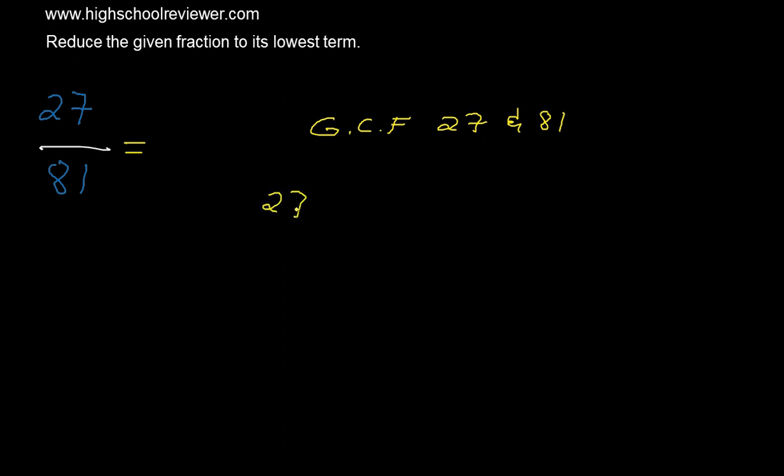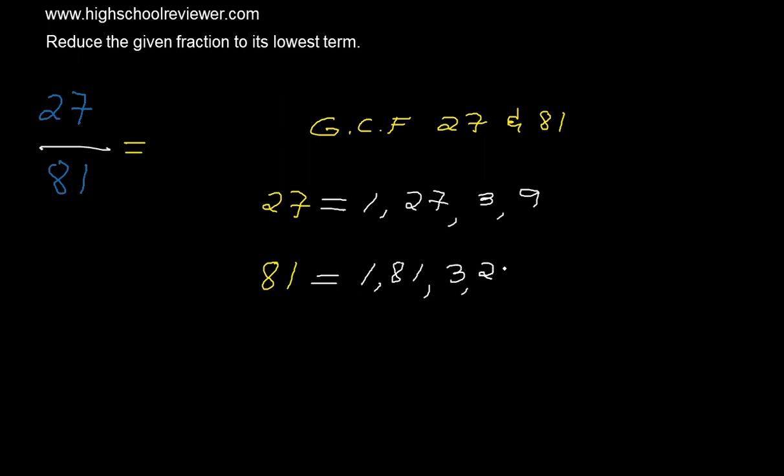So the factors of 27, we have here 1 multiplied by 27, and we also have 3 multiplied by 9. There are no more factors for 27, and the factors of 81 are the following. We have 1 multiplied by 81, we have 3 multiplied by 27, and we have 9 multiplied by 9.